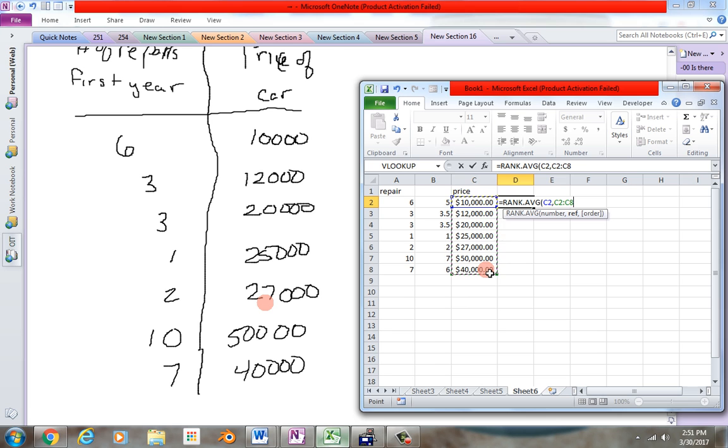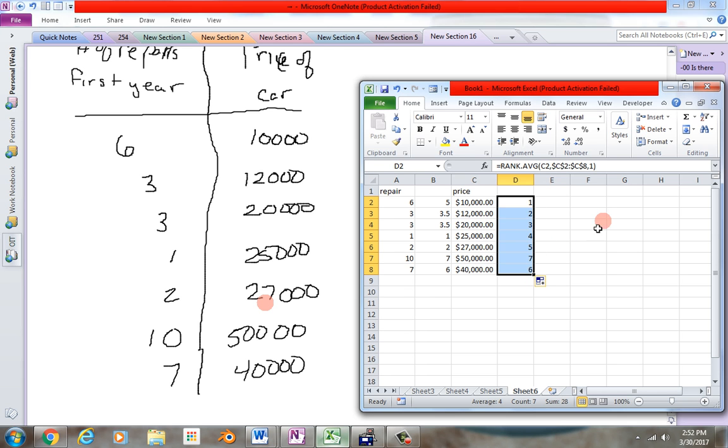But the idea here is that if there's a correlation, what would that mean? If it's a positive correlation, then the more money I spend on my car, the more repairs I'm going to have to make in the first year. If it was a strong negative correlation, the more I spend, the fewer the repairs will be. Okay?